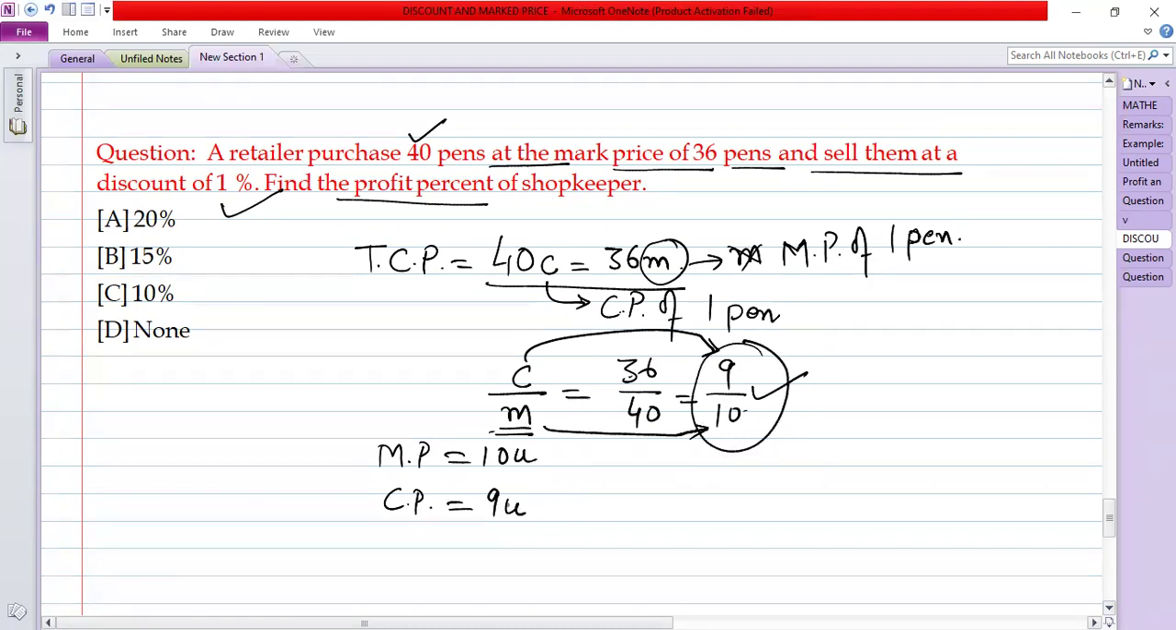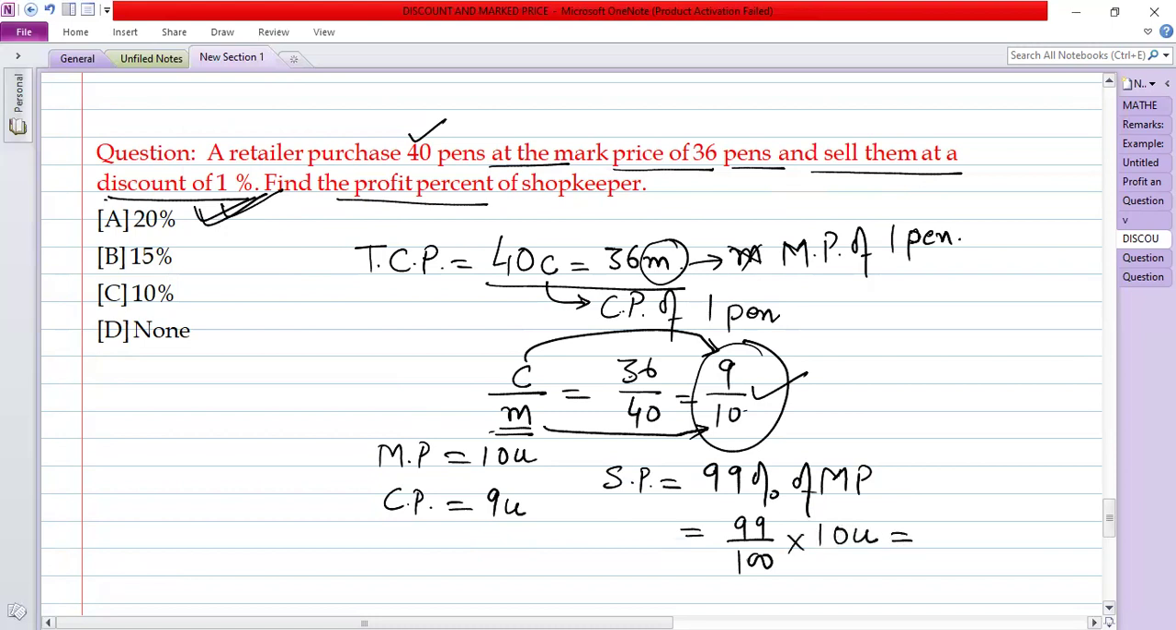Okay. Now, further, it is mentioned that he is selling the pens at a discount of 1%. So if the discount is 1%, what will be our selling price? Obviously, the selling price will be nothing but 99% of the marked price. And what is that 99%? It means 99 by 100. And what is the marked price? It is 10 units. Now, one can easily figure out here, it will be nothing but 9.9 units.